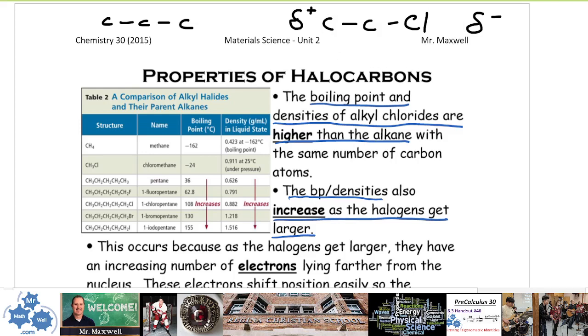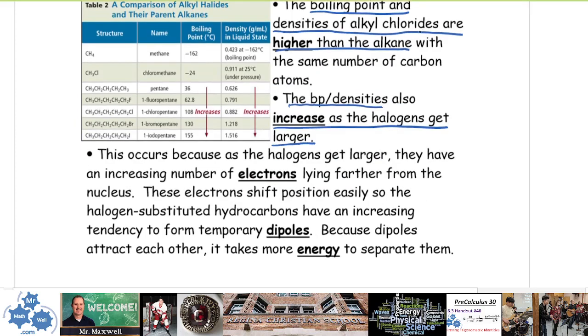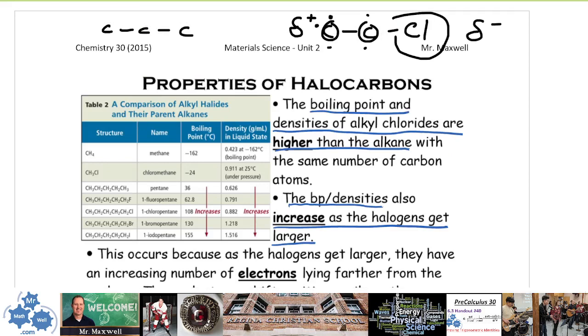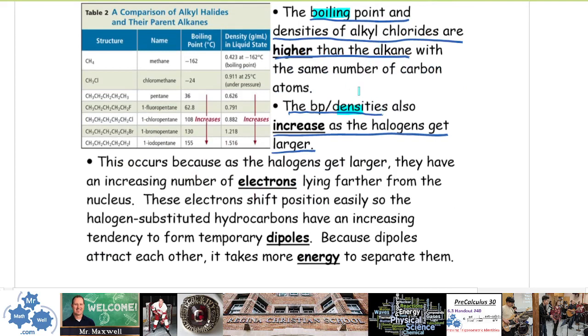Now, the densities as well. You can imagine if this is a large atom here, and these are smaller ones, and the hydrogens are even smaller, then the density of the actual material in the same volume might be higher as well. So we're stuffing in largely electronegative atoms and much larger atoms as well. So that would change the boiling point and would change the density. Boiling point and density also increase as halogens get larger.